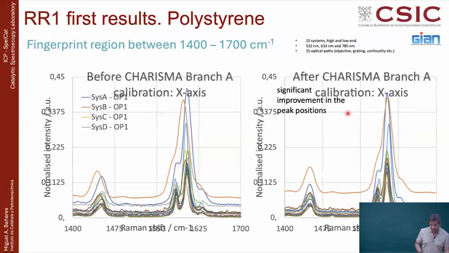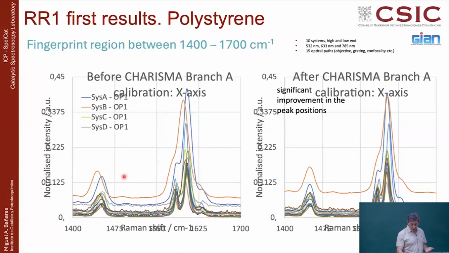So what we did in the CHARISMA project, that stands for characterization, harmonization, CHARISMA, that sounds nice. We were doing round-robin experiments, where you get many laboratories doing a given measurement of the same sample as a reference. And then you get the spectra of polystyrene, which is a good reference material.